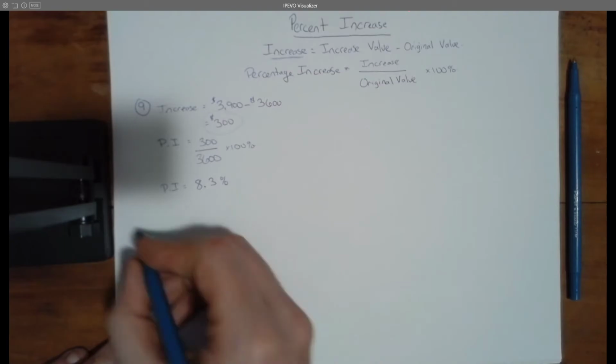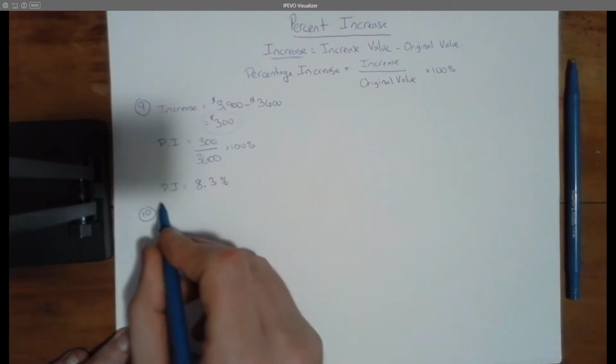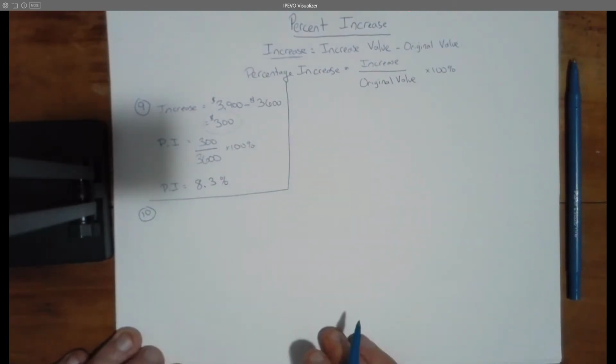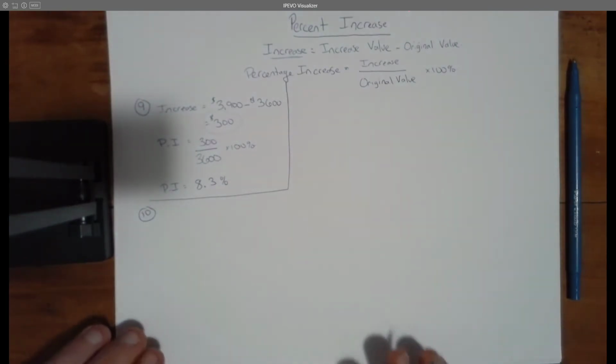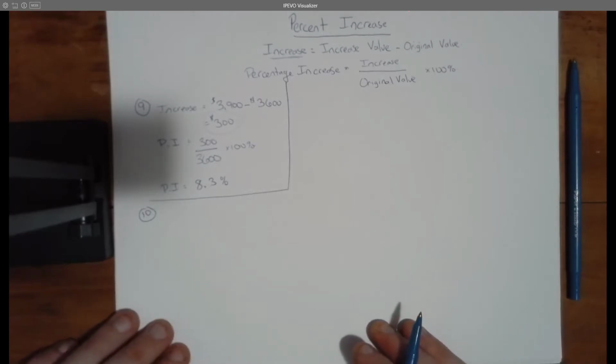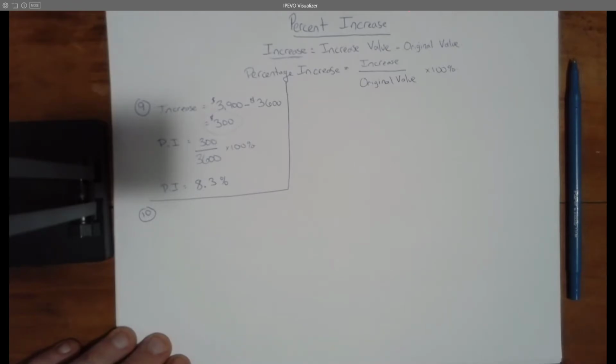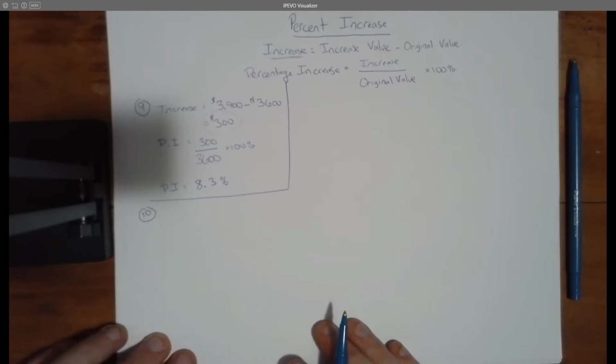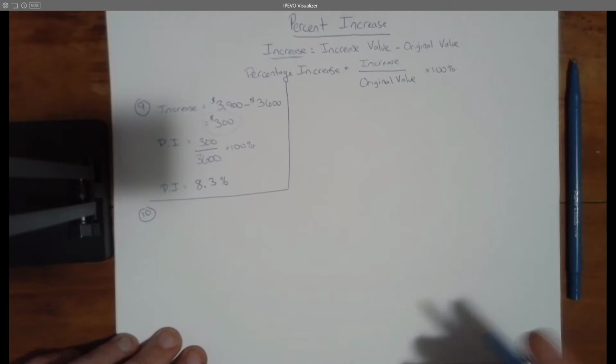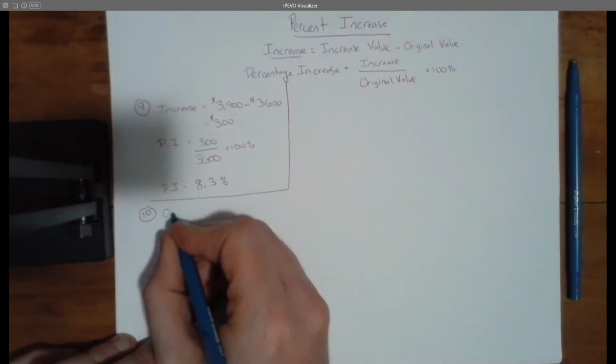All right, let's take a look at another one here. Let's take a look at example number 10, if you're still following along. Example number 10 says, last week, 8,000 copies of a certain magazine were sold. This week, 7% more copies were sold. How many copies of the magazine were sold this week? So now we are looking to figure out a number as opposed to figuring out a percent. Last week, 8,000 copies of a certain magazine were sold. So that's the original value that we know.